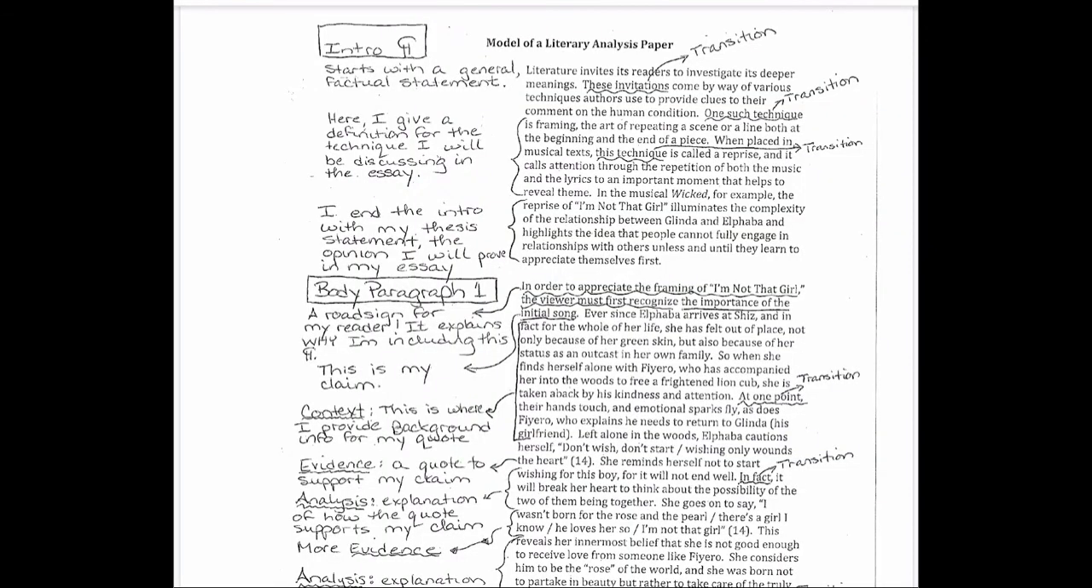On page 18, there's an annotated model of a literary analysis paper. So the cool thing about this is it's going to provide you with an actual paper, and then on the left-hand side, I indicate to you what's going on in that paper. So it's going to help you go, oh, that's what she means when she says use a better transition, or oh, that's what she means when she says my topic sentence has to be clearer.